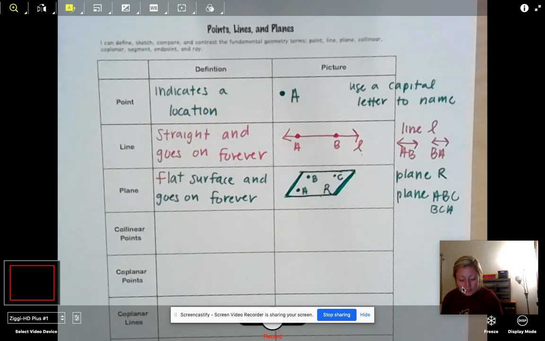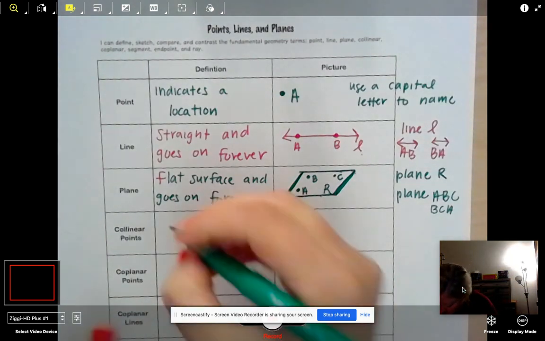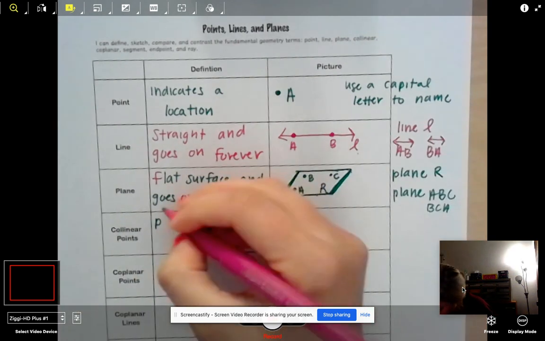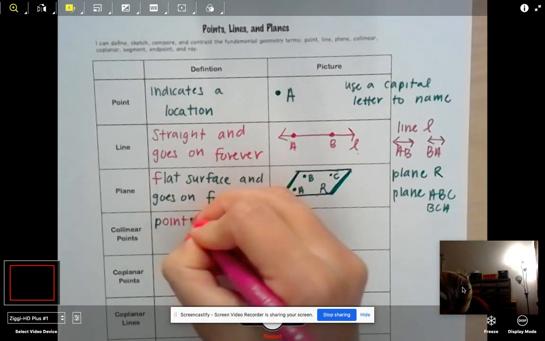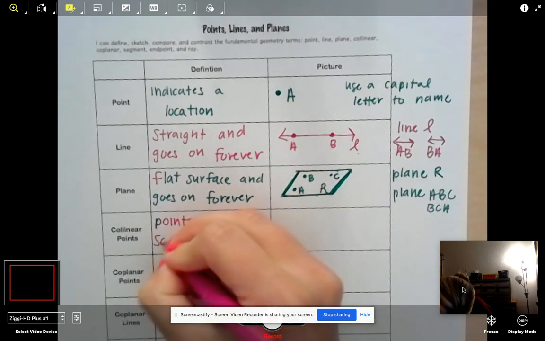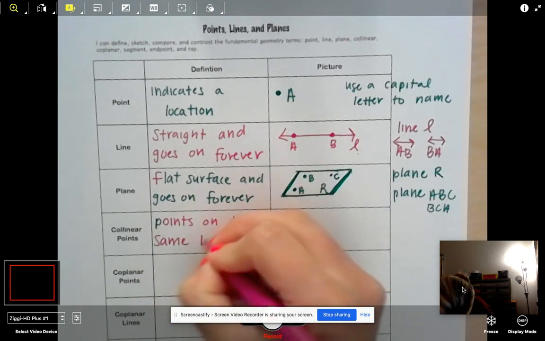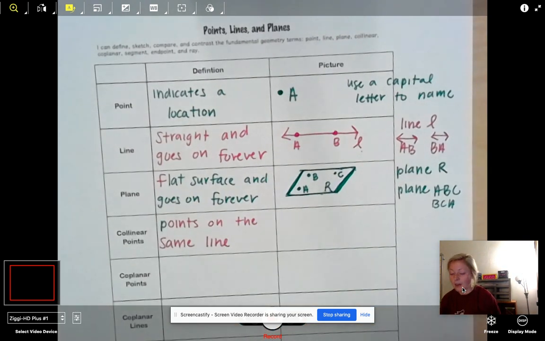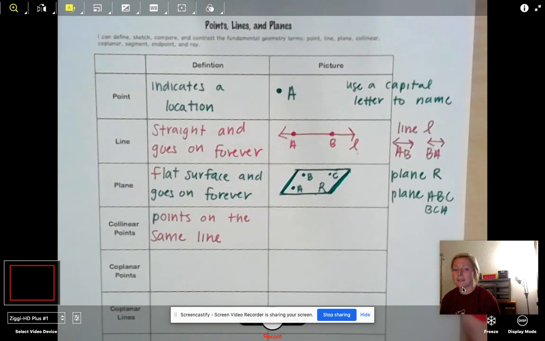collinear points. So collinear means that the points are on the same line. So points on the same line. Okay, so collinear means they're on the same line.